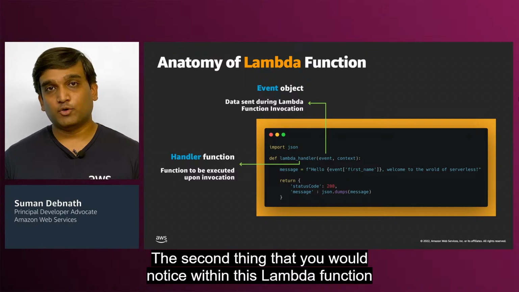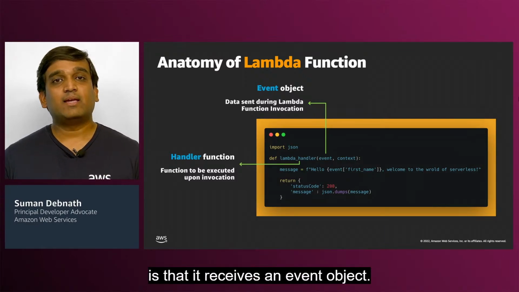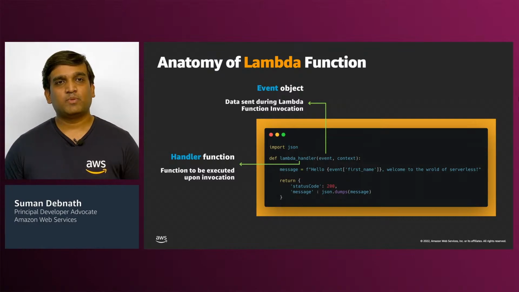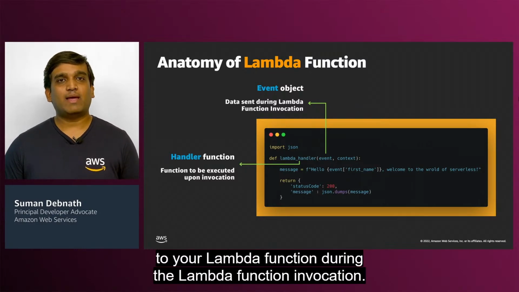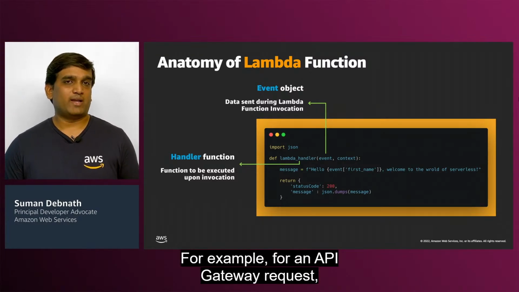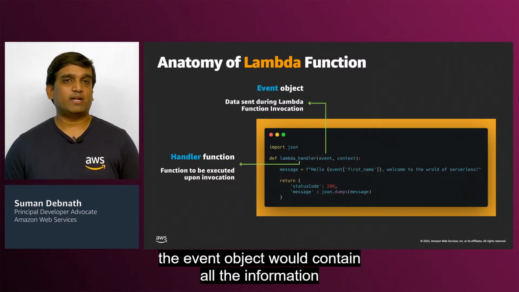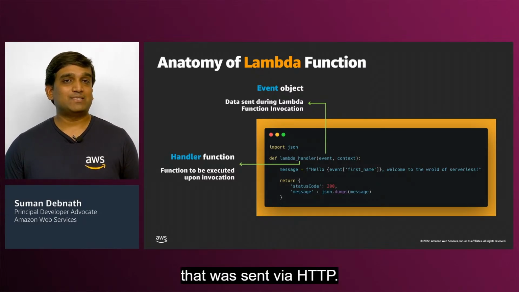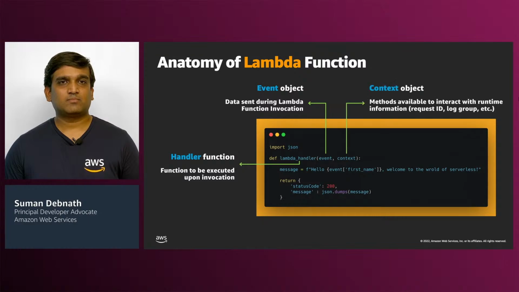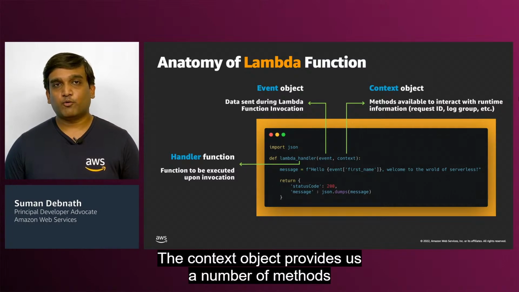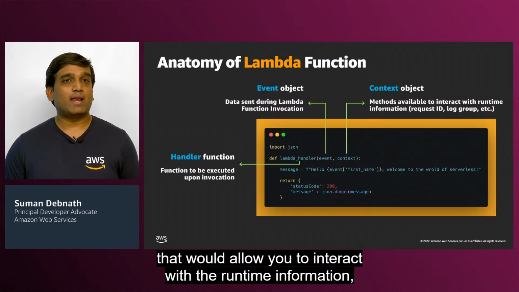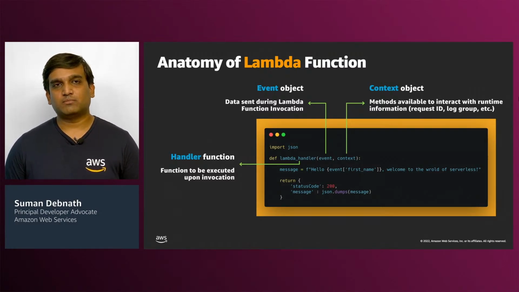The second thing that you would notice within this Lambda function is that it receives an event object. Event object contains all the data sent from the event source to your Lambda function during the Lambda function invocation. For example, for an API gateway request, the event object would contain all the information that was sent via HTTP. And finally, we have the context object. The context object provides us a number of methods that would allow you to interact with the runtime information which is specific to that Lambda function.